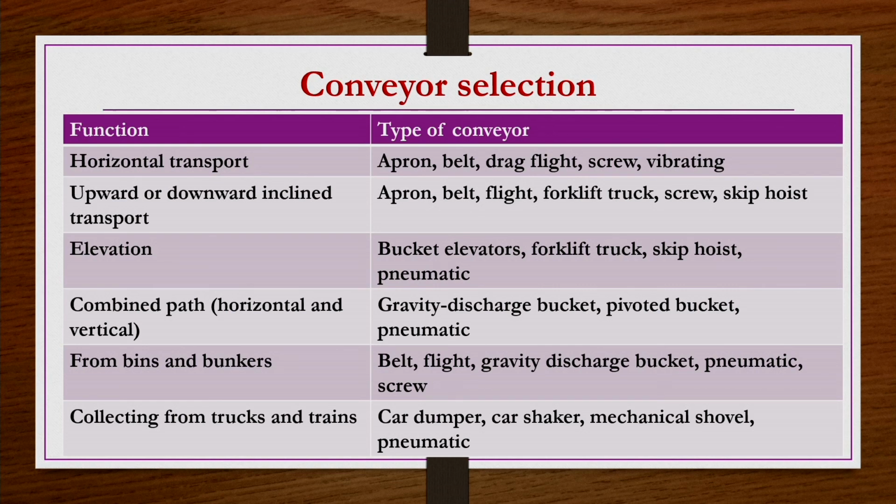If you have an elevation, then the best option is bucket elevators. You can also use forklift trucks, skip hoists and pneumatic conveying systems. But if you have a combined path, both horizontal and vertical, then gravity discharge buckets, pivoted buckets and pneumatic systems are suitable. If you want to collect material from bins and bunkers, then belt conveyors, flight conveyors, gravity discharge bucket conveyors, pneumatic systems and screw conveyors can be used. If you are collecting from trucks and trains, then car dumpers, car shakers, mechanical shovels and pneumatic systems can be used.